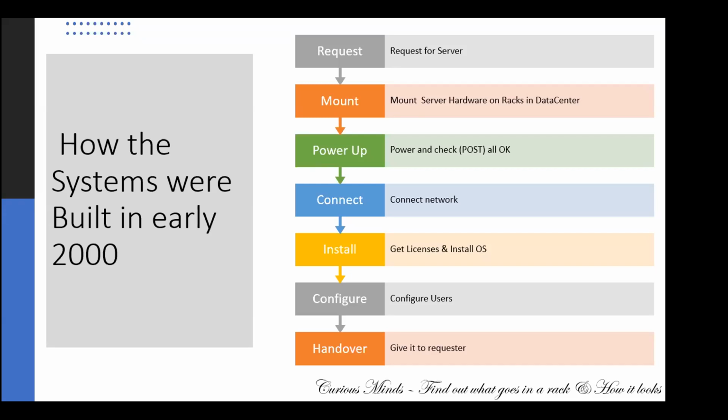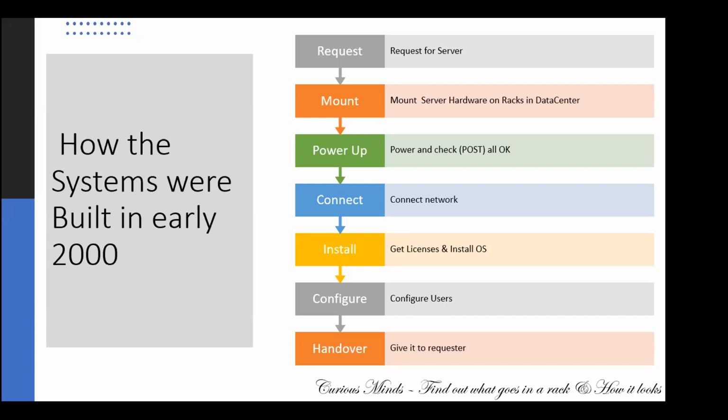Once that is okay, the server team would put it on the network. Before installing the OS, they would get the licenses. For Windows, you will need licenses. For RHEL and others, you will need a support license, where I need support from, say, Red Hat for a year. Both licenses have to be there. Then I will install the OS.